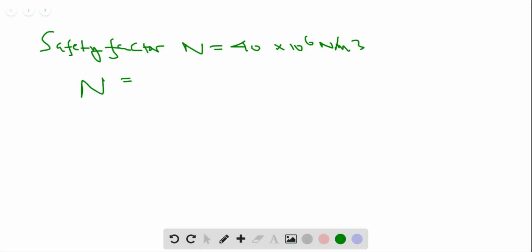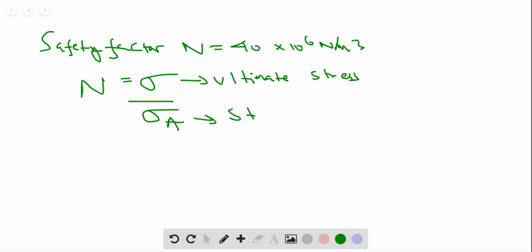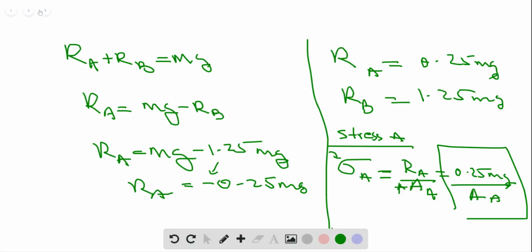There's another concept that will be helpful in solving this problem, and this is what we call the safety factor. The safety factor is denoted by N. In this case, for part A, the safety factor N is the relationship between the ultimate stress, 40 times 10 to the 6 newtons per meter squared, and the stress at A, which we already have the formula for from the previous page. And so if we plug in all the information we have, we've already got the stress at A, which was this relationship right here, 0.25 of the weight divided by the area.